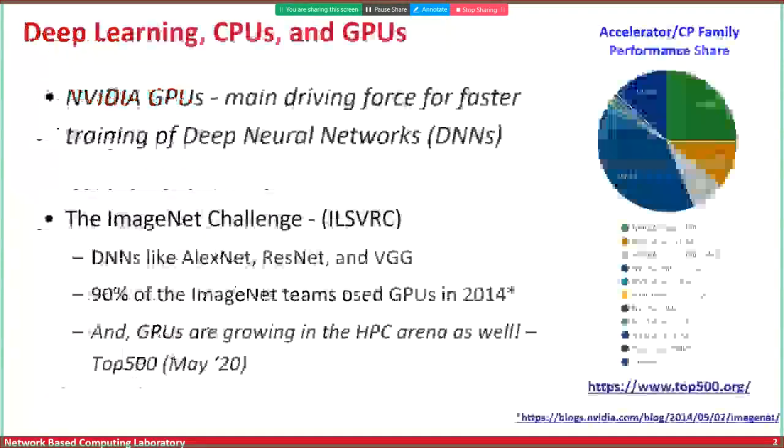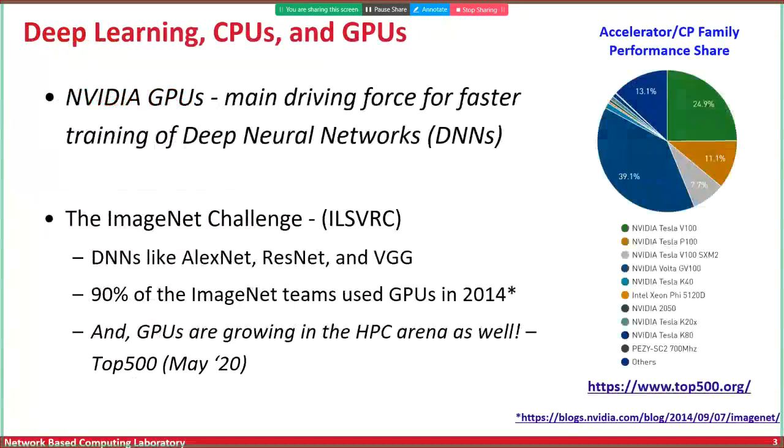So deep learning is possible now due to the availability of large data sets and powerful accelerators. We have the Top500 accelerator market here. Most of it's dominated by NVIDIA V100s, as you can see. The ImageNet Challenge is a prime example of the state of GPUs in deep learning, with about a 90% adoption rate in 2014.